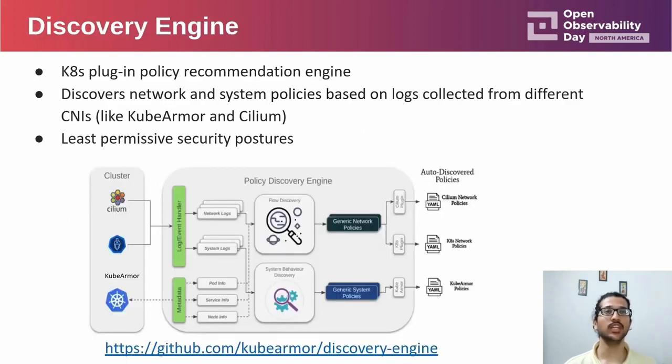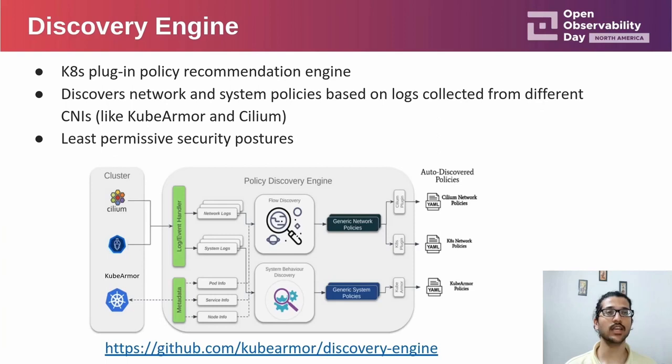I'm glad to tell you that we at KubeArmor are already working on such a policy discovery engine, and we call it Discovery Engine. It is an open source recommendation engine which works as a K8s plugin. It consumes the visibility information from container network interfaces across multiple clusters and has the ability to auto-derive a least permissive security posture from it.